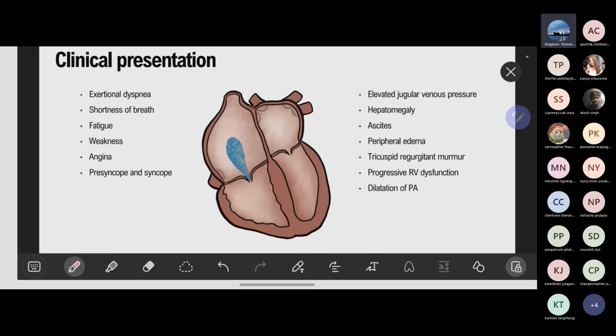And this slide shows the typical symptoms of pulmonary hypertension, which are shortness of breath, fatigue, weakness, angina, presyncope, and syncope. For physical examination, you may see elevated JVP, hepatomegaly, peripheral edema, or you will hear the systolic murmur of tricuspid regurgitation and the diastolic murmur of PR.